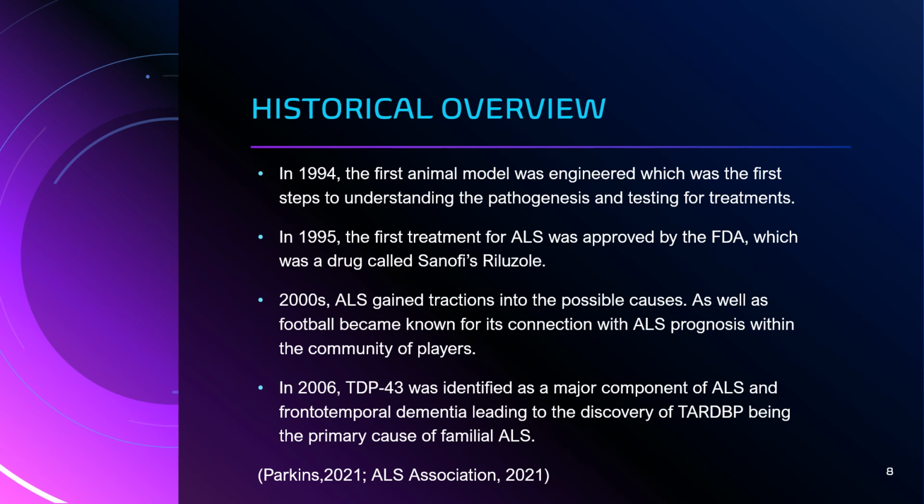In 2000, ALS gained traction into the possible causes, as well as football becoming known for its connection with ALS prognosis within the community of players. In 2006, TDP-43 was identified as a major component of ALS and frontotemporal dementia, leading to the discovery of TARDBP being the primary cause of familial ALS.